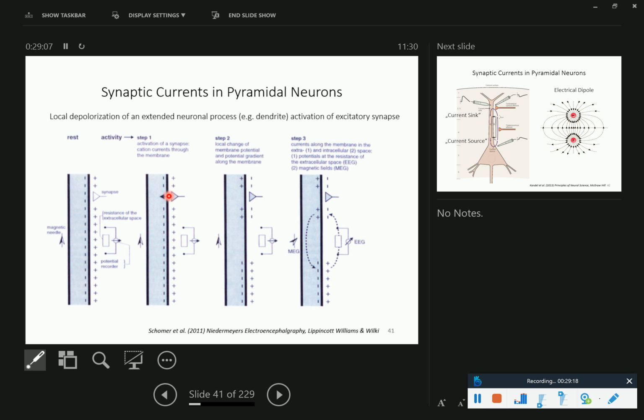So the main point of this whole thing is just that opening of synapses induces currents across the membrane, and these currents across the membranes induce currents in the extracellular space, which I think is fairly okay. I mean, if there's some current somewhere, then of course the movement of charge must happen to that place.